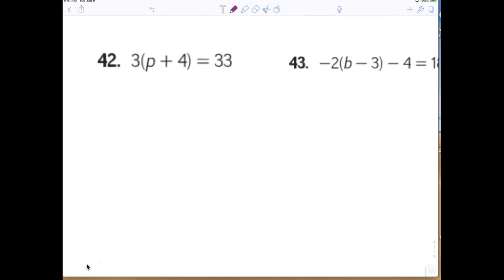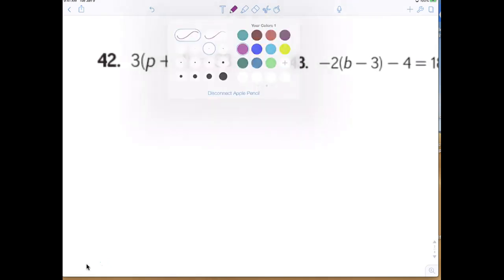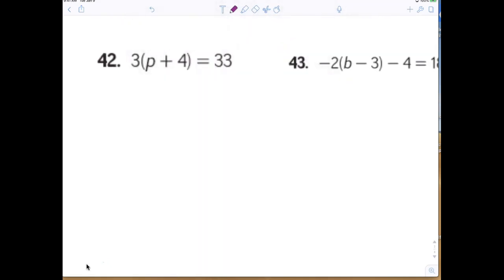Okay, here we go. 42. This is what's on your paper. What did you get? Yes, you're correct. 3p plus 12 equals 33. Is that correct? Yes. Then minus 12, which we don't have to do. We can just say 3p equals 21. P equals 7.